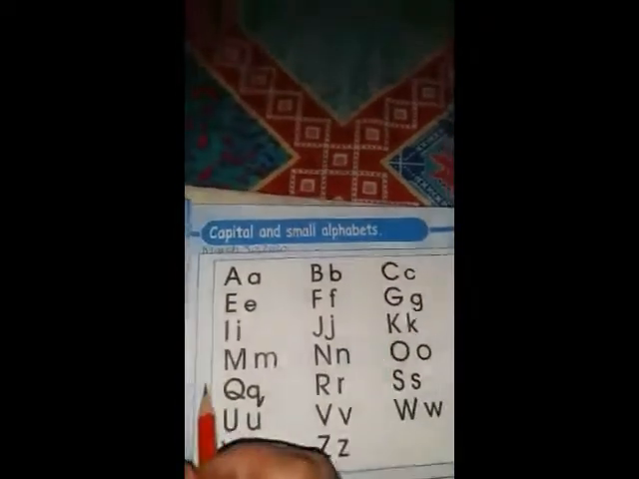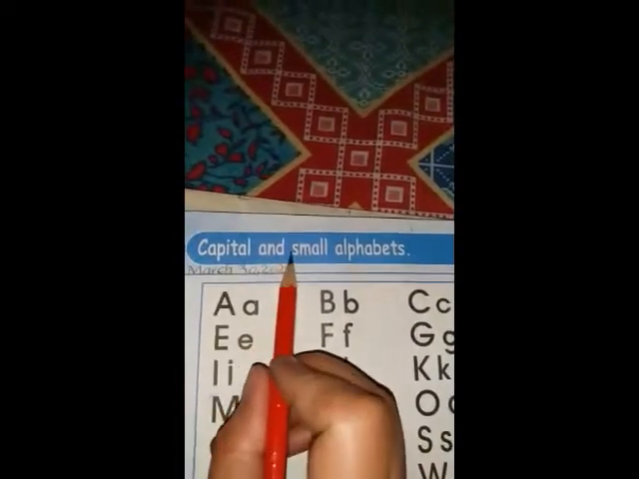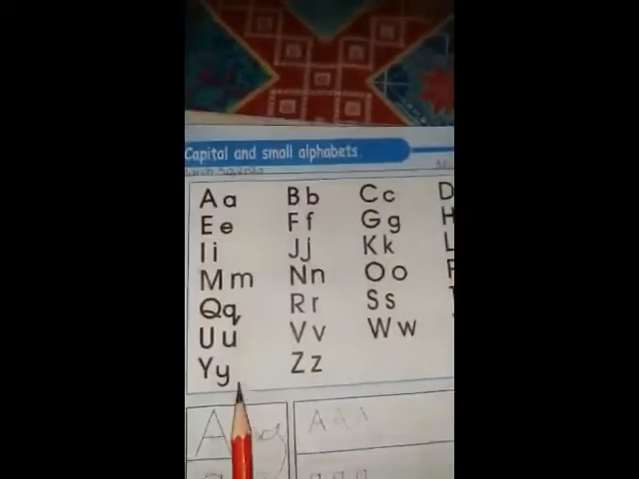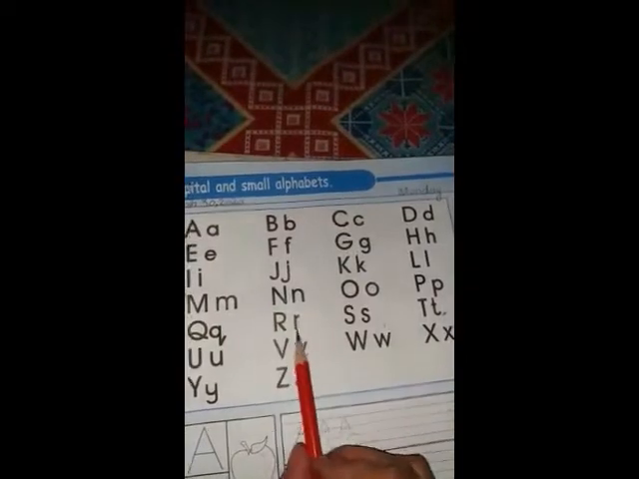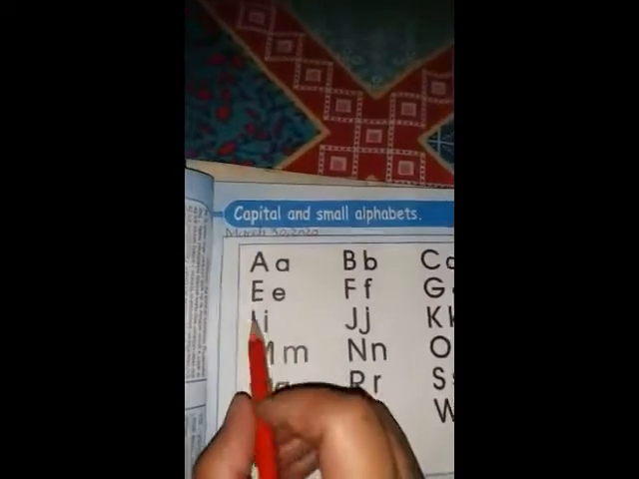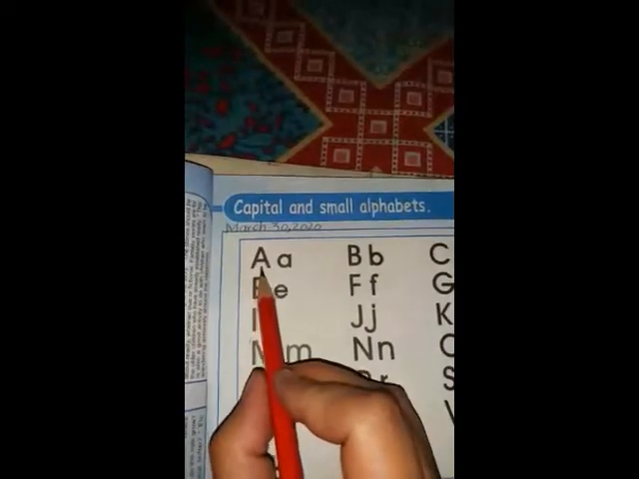Let's start our first question, capital and small alphabets. Firstly, we read these alphabets through sounds. Okay, the first alphabet is A.